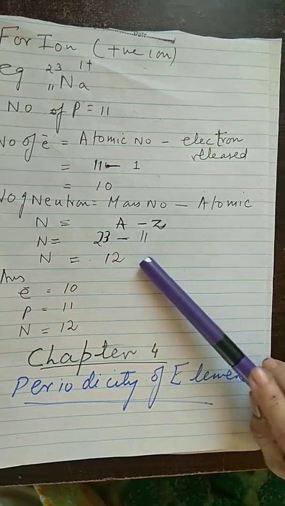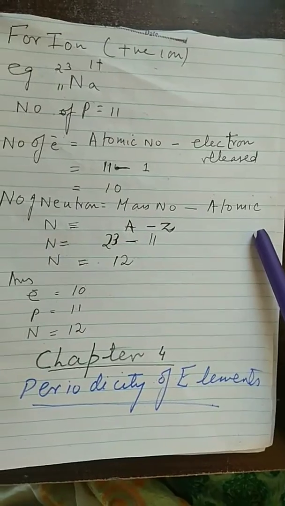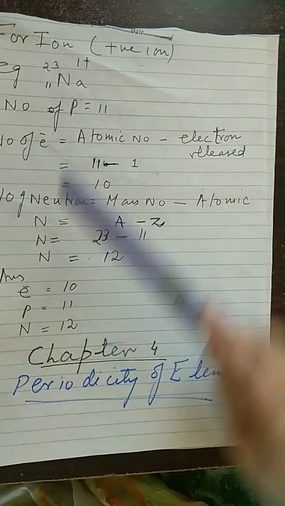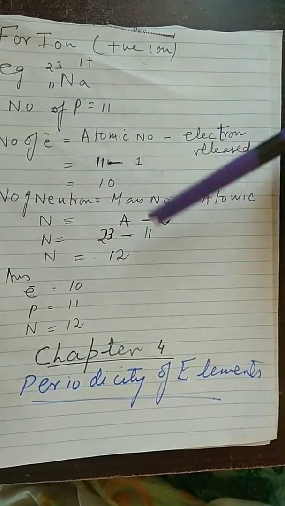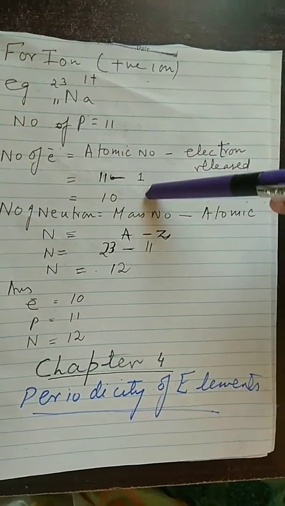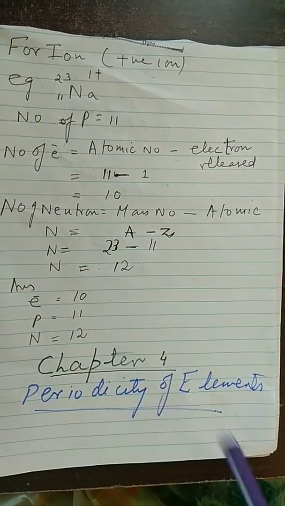Again, the number of neutrons. Now you are familiar with the formula. Number of neutrons is equal to mass number minus atomic number, n is equal to A minus Z, and n is equal to 23 minus 11, which is equal to 12. So what will be the answer? The electrons are 10, protons 11, and neutrons are 12.